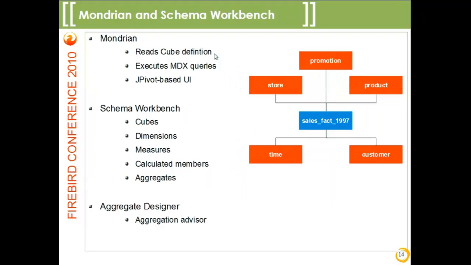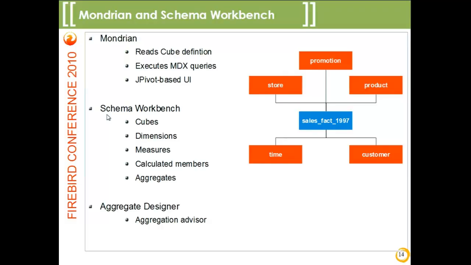So the Mondrian and Schema Workbench and Aggregate Designer. The Mondrian is the OLAP tool that was presented by Thomas. It can take the OLAP queries and transform that into the SQL queries and present the results using the so-called XML protocol. And based on that protocol, you can use some kind of components. They provide a JPivot-based web application in order to do the drill down parts.